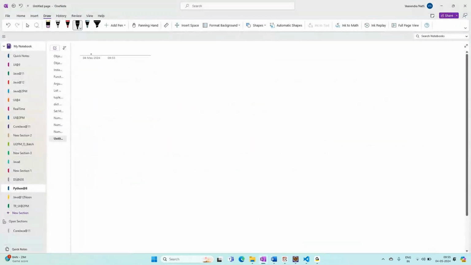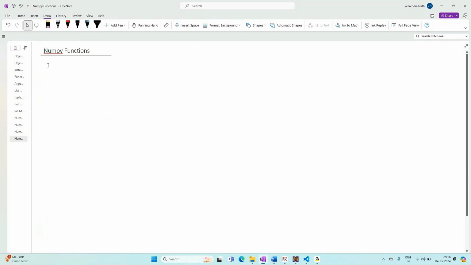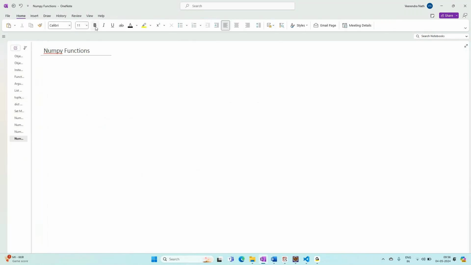Okay, so let me write NumPy part 3. NumPy functions. So what we are looking at now is how to deal with concatenation.